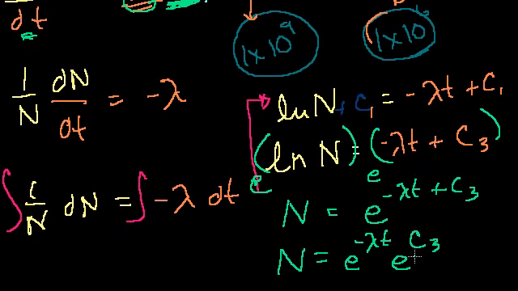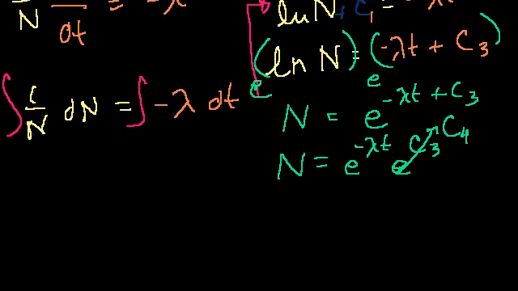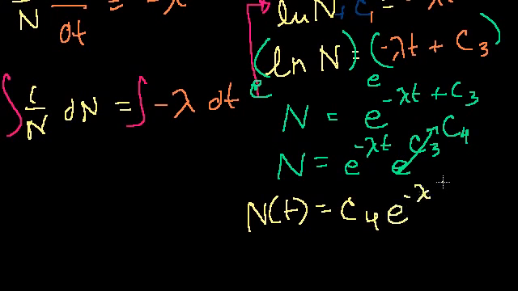And now once again, this is an arbitrary constant, so we can just rename that as, let me rename it as c4. So our solution to our differential equation, n as a function of t, is equal to c4 e to the minus lambda t.